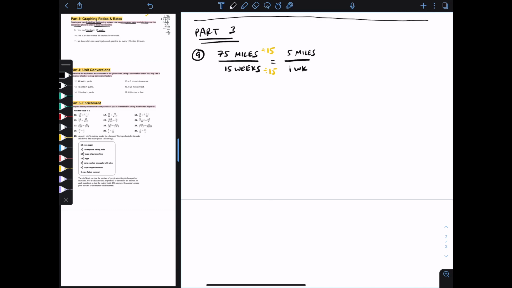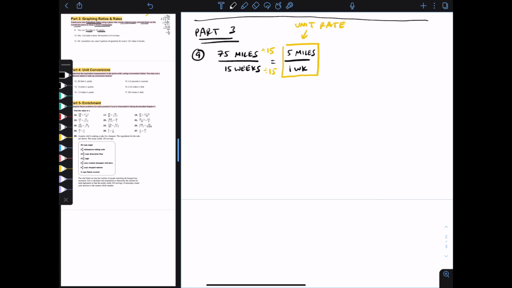So 5 miles per week is our unit rate. That's what this is right here. This is our unit rate. And what you can do with that is you can actually make an equation. You can make a table.